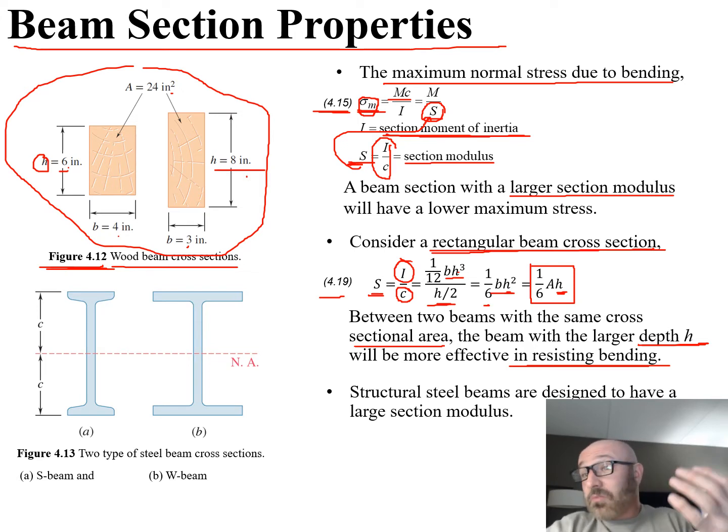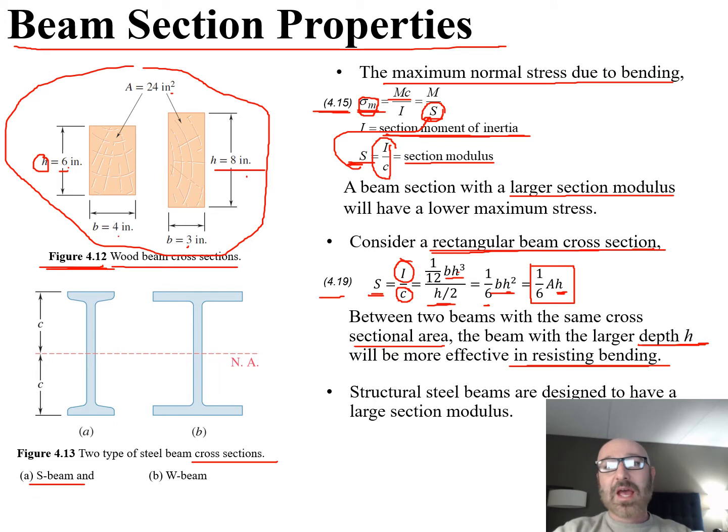So that leads into some practical application here of I-beams. There are two types of steel beams with cross sections here: an S-beam and a W-beam. You can see what this geometry does is it increases that H value. A larger depth, a larger H value, means it's going to be more effective at resisting bending. That's why these I-beams are used in construction a lot of times to resist bending. They're going to maintain that shape. They're not going to bend as much because this H value is a lot larger.